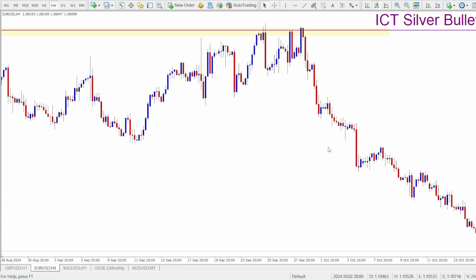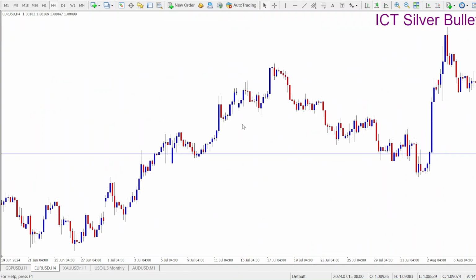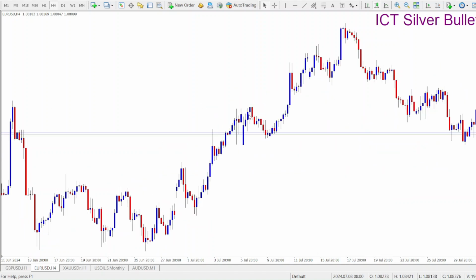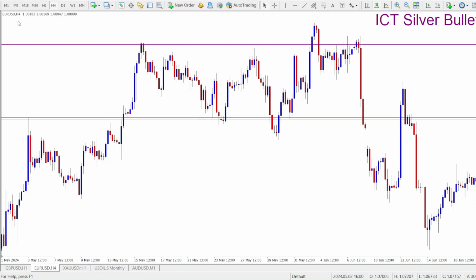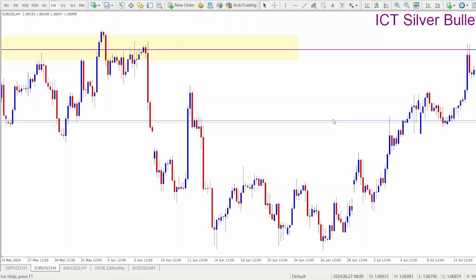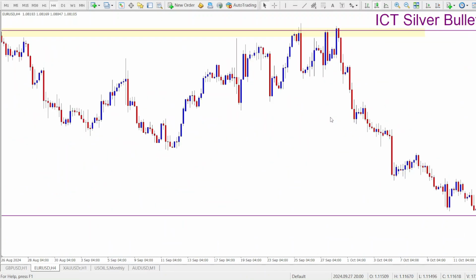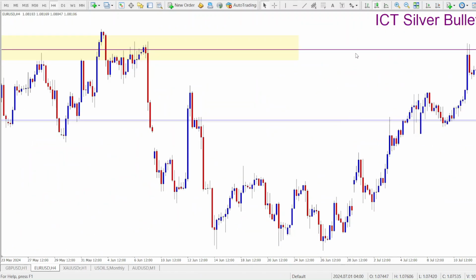Once we've identified levels like this, let us identify another level before we move forward. Let's see if we can find another one. We can see there is another one here. Remember, this is a zone. We have the rejection here, here, here, here, and here. Now we have identified two zones for resistance. Now let us find at least one zone for support.